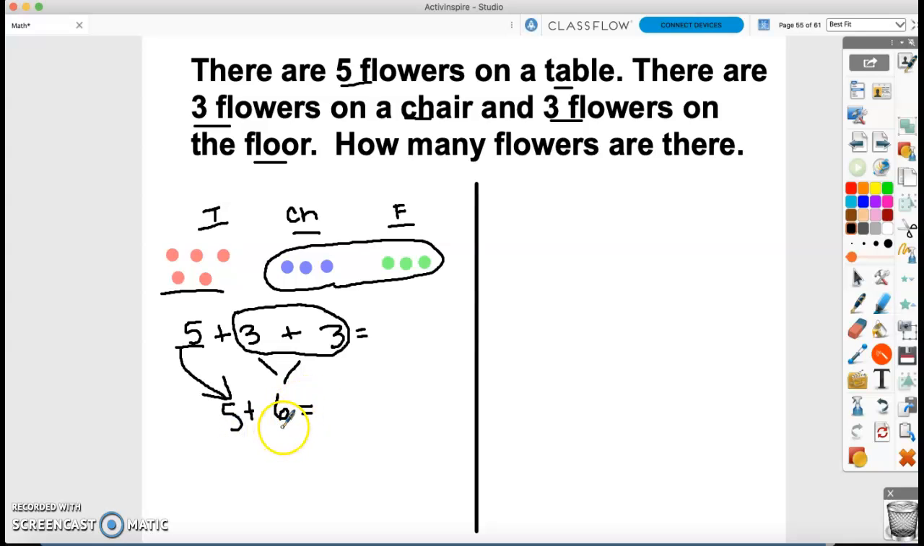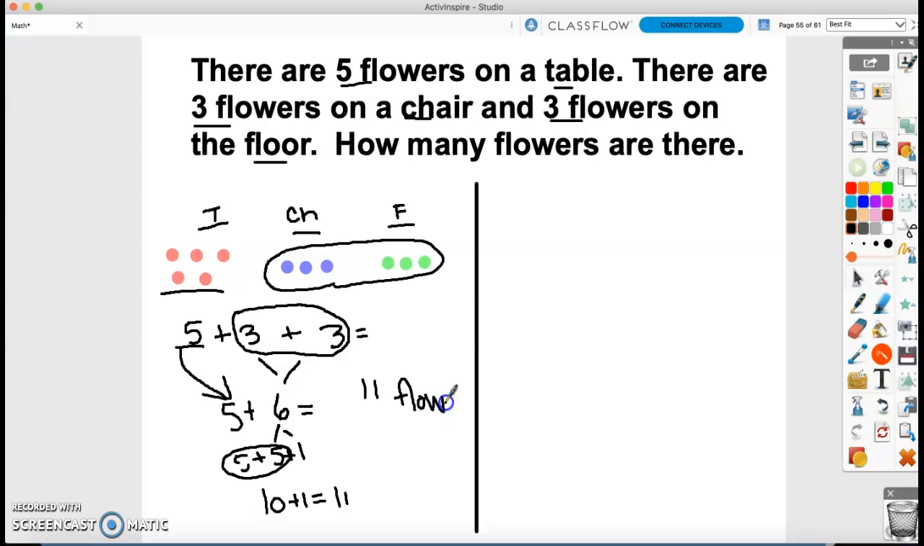Oh, well, I know that 5 and 6 are next to each other, so I'm going to split 6 into 5 and 1. It's 5 plus 1, plus my other 5. Well, I know that 5 plus 5 makes a 10, plus 1 more equals 11. So, there are 11 flowers.